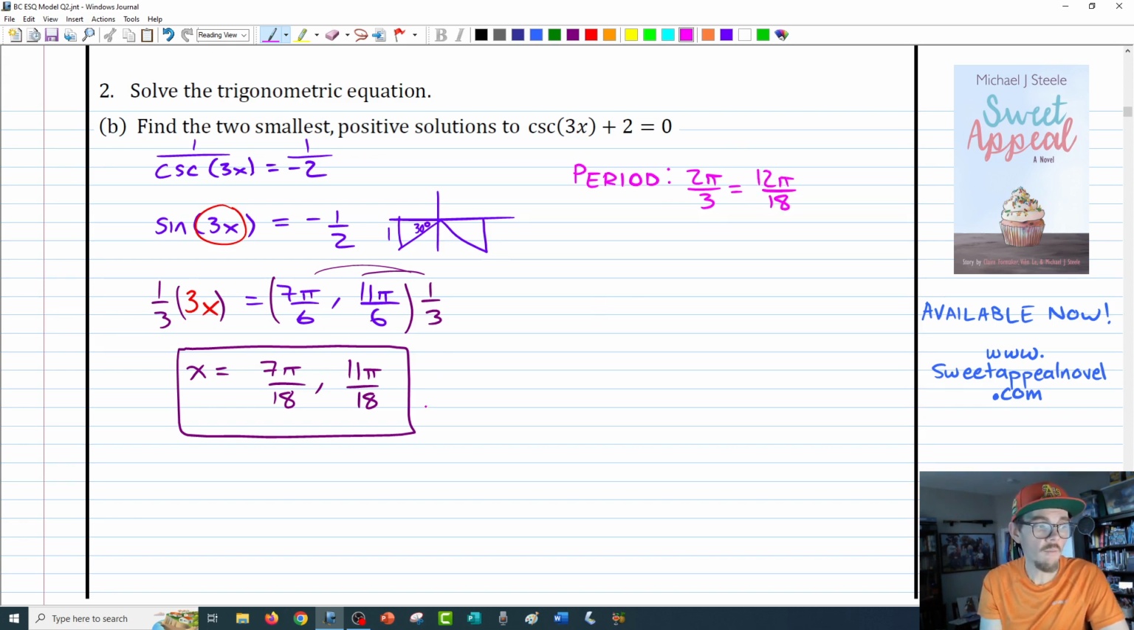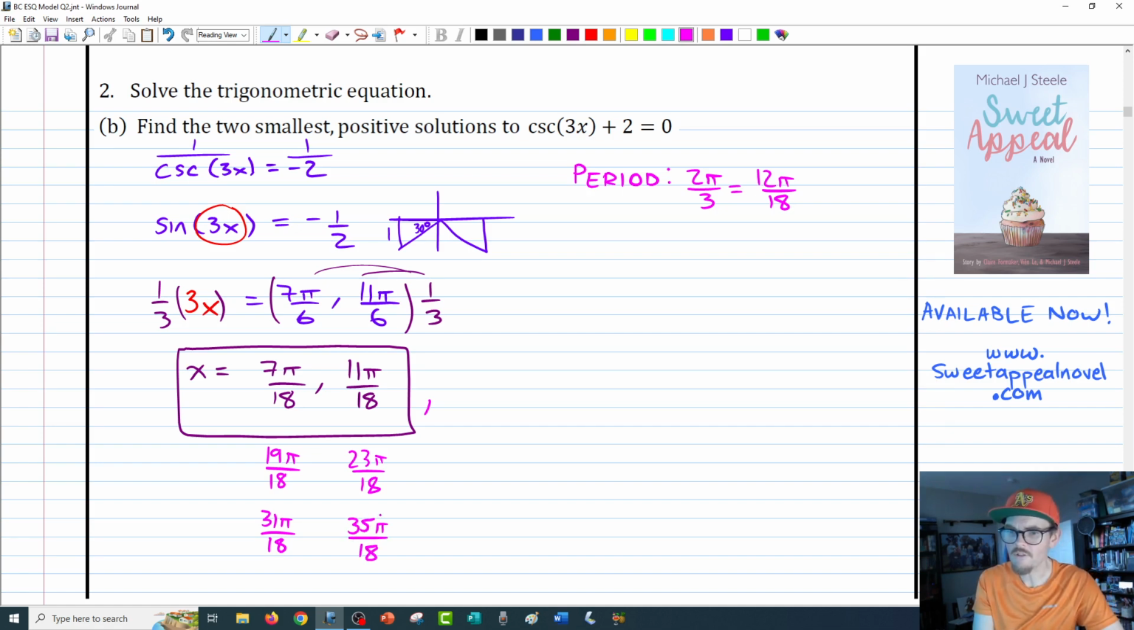So if we wanted to get more solutions, we could just keep adding 12 pi over 18 to each of these. For instance, this would give us 19 pi over 18. This one would give us 23 pi over 18. And if we kept adding, I think we'd get one more here. 31 pi over 18 and 35? Yeah, 35 pi over 18. Those would be our others. So there are actually 6 solutions on the interval from 0 to 2 pi.